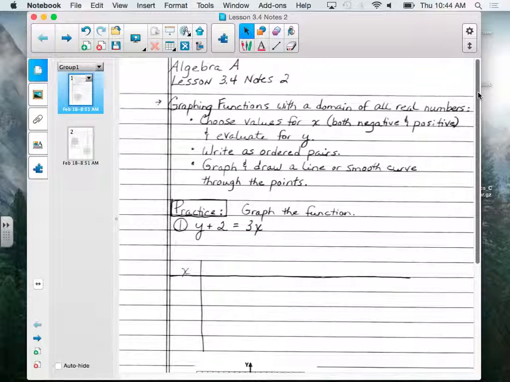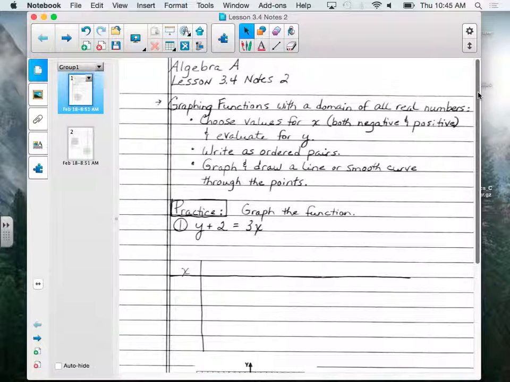So yesterday we were graphing functions with a given domain, so they just gave you a certain amount of points and you had to figure out its y value. Then you graph those lines. So the learning objective for today is I can graph functions with a domain of all real numbers. So that's where the line comes in, or the curve.